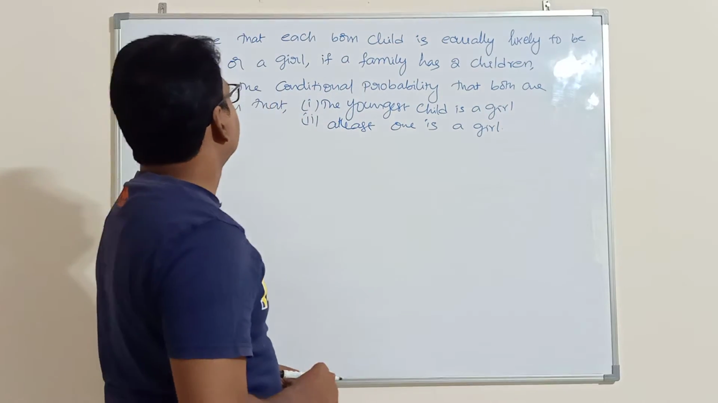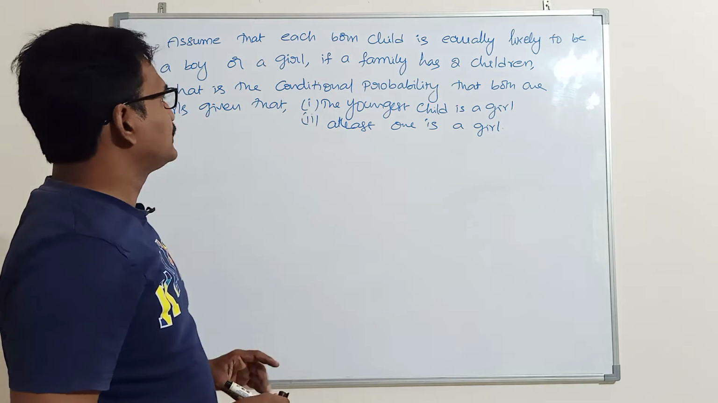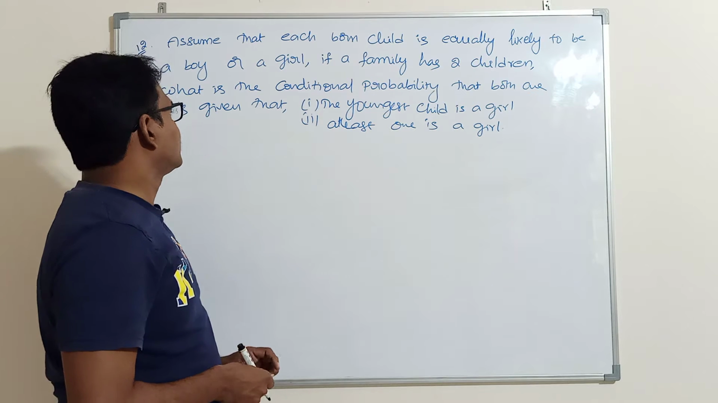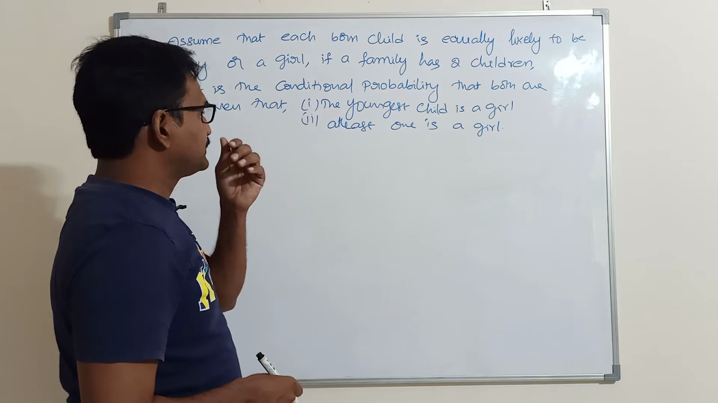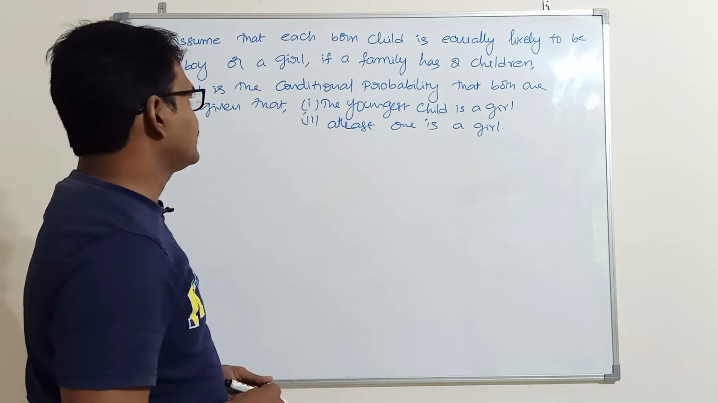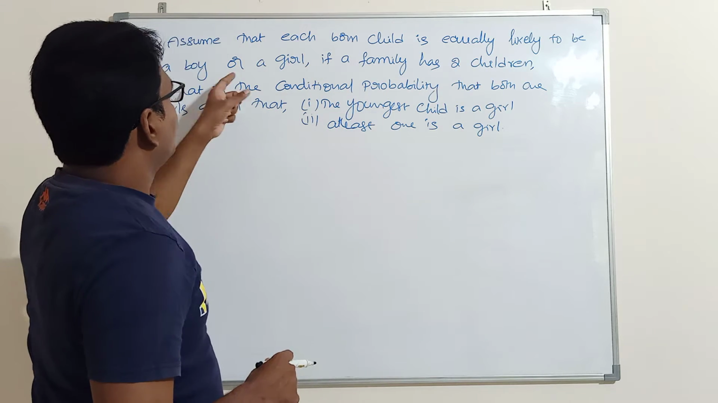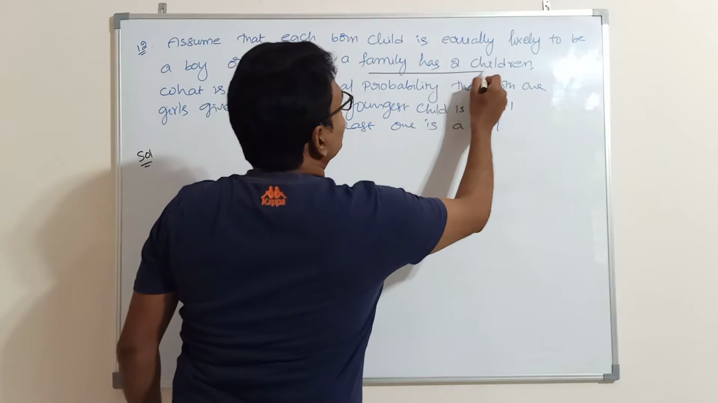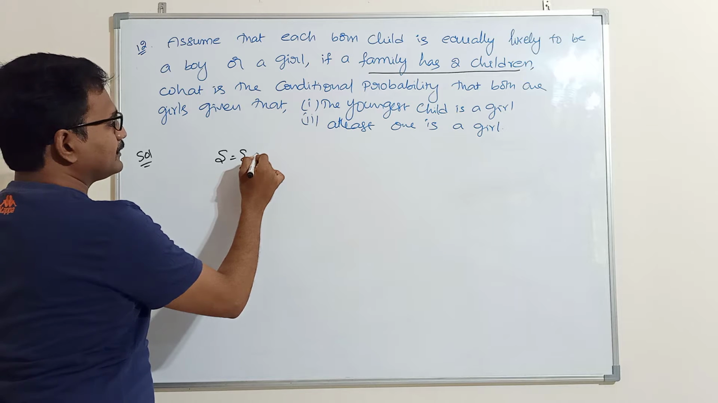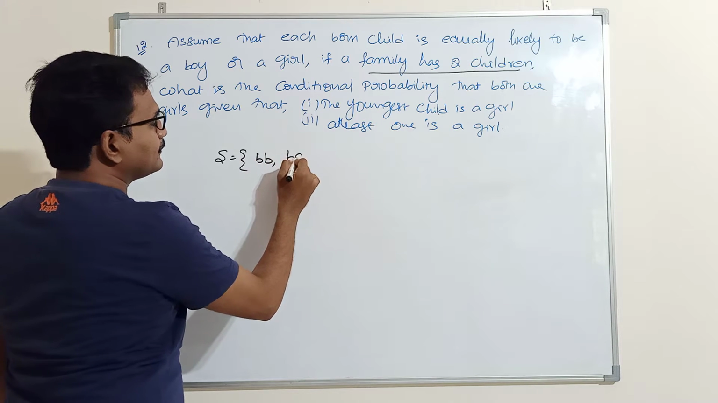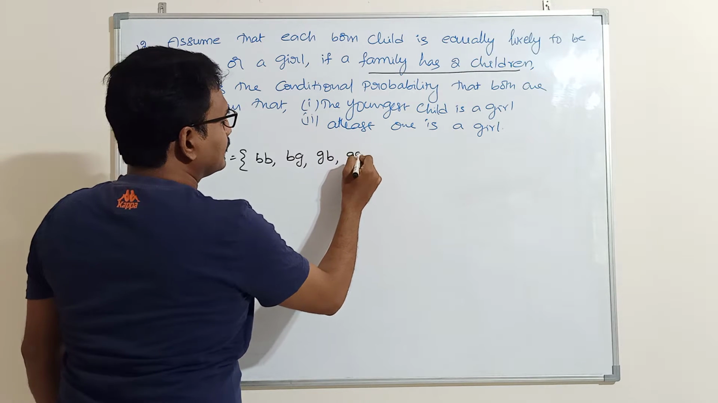Next, assume that each born child is equally likely to be a boy or girl. If a family has 2 children, what is the conditional probability that both are girls, given that the youngest child is a girl? The second question is, given that at least one is a girl. So assume that each born child is equally likely to be a boy or girl. The family has how many children? 2 children. So what is the sample space? The two children may be either boy boy, or boy girl, or girl boy, or girl girl.